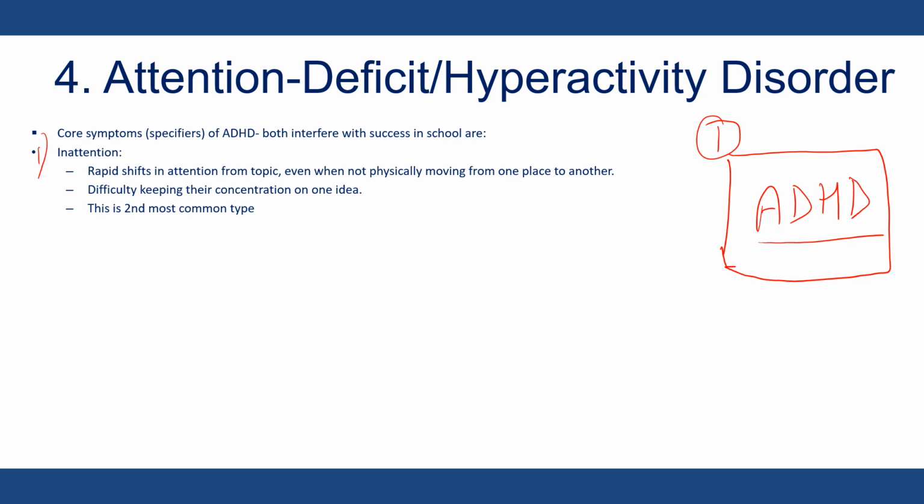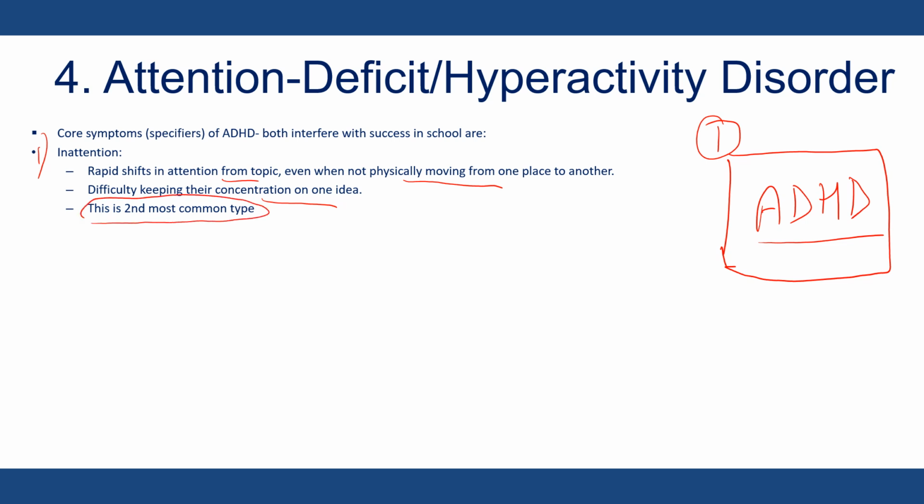You have a way of asking these questions and getting a good history to really develop your ADHD case, if you will. Okay. So the first question is, the presentation is a rapid shift in attention from topic to topic. Now this is a mind jumping from one topic to another. The child is not physically moving from one place to another, but has difficulty keeping concentration on one idea. That would be inattention, and that is the second most common type.